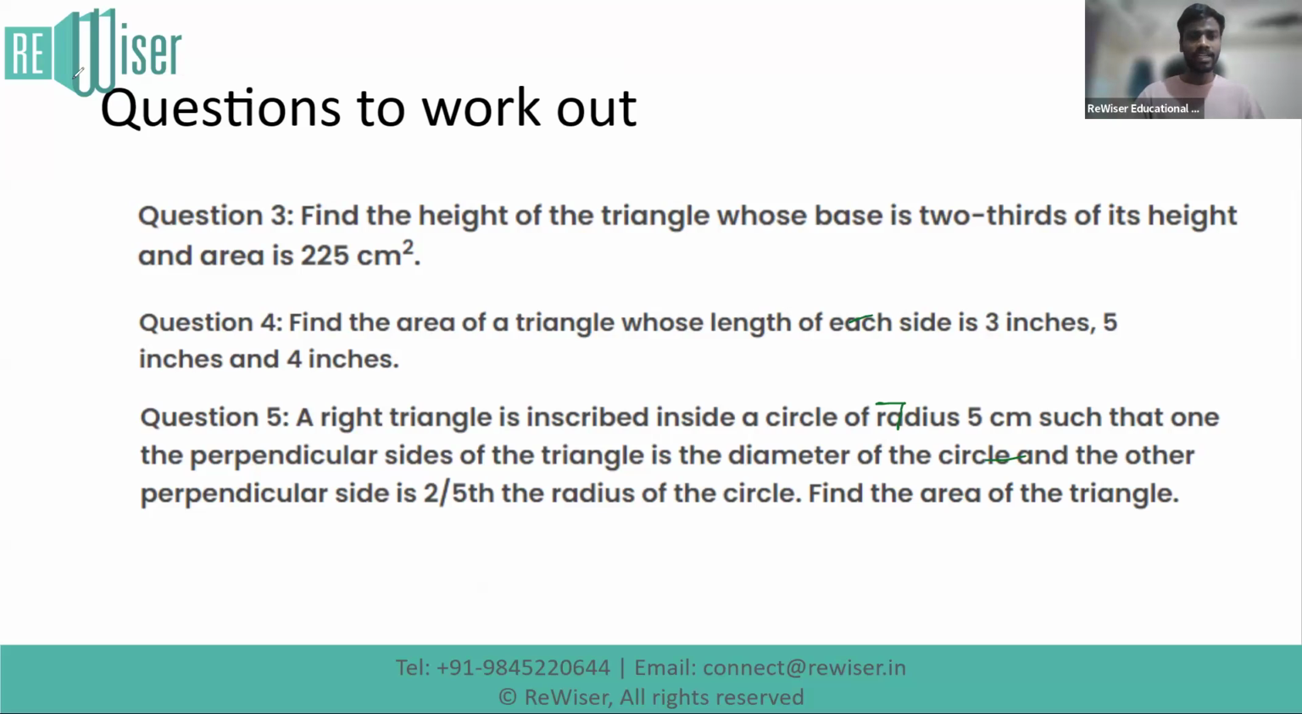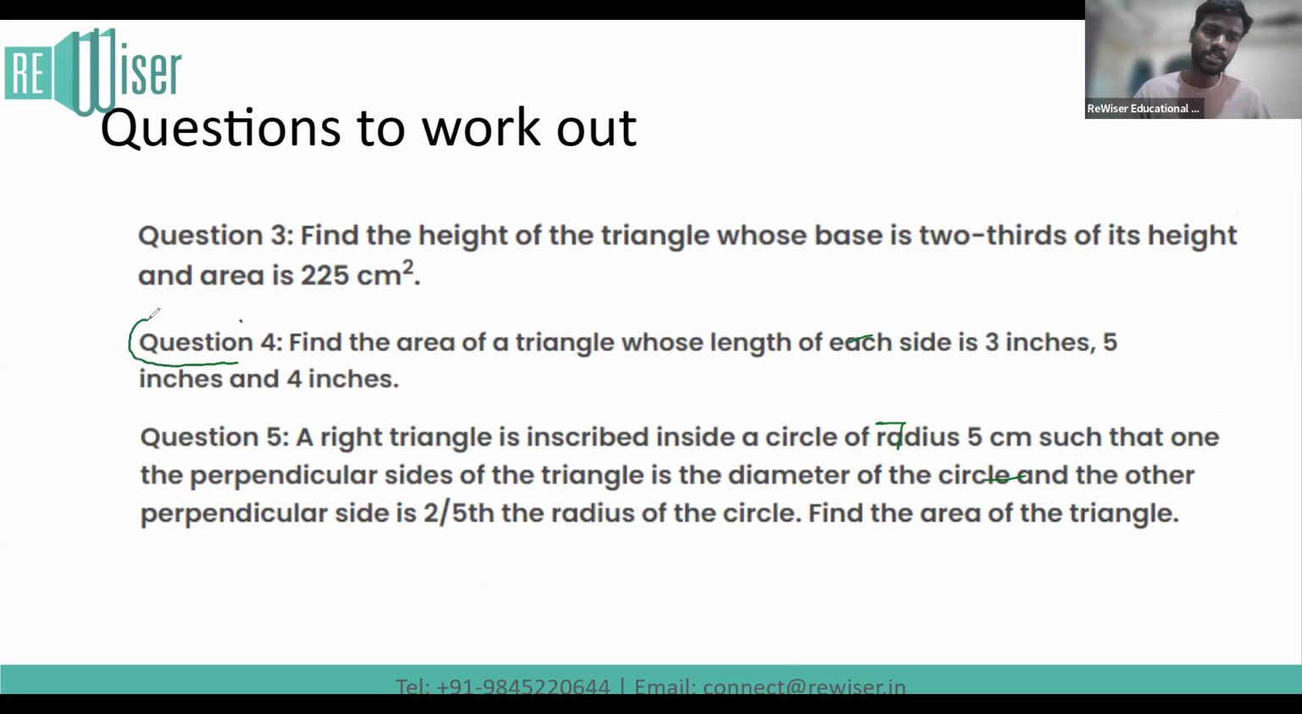Okay, can we try this question number 4? Can you try this question 4 and give me the answer? You can use your calculator as well.